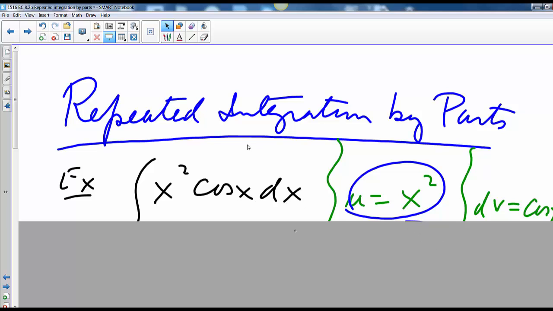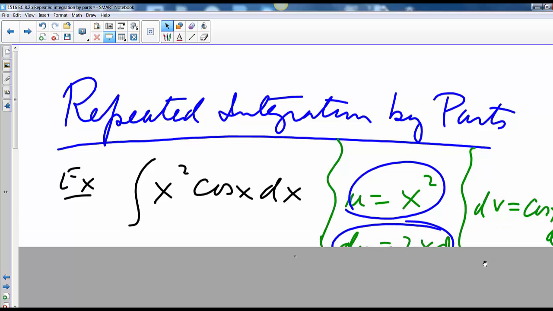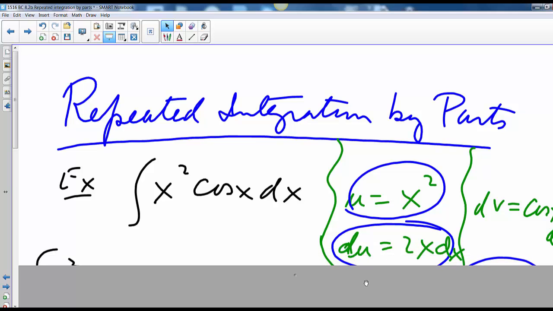So, as usual, your choices for dv are either x squared dx or cos x dx. The trig is definitely uglier than the quadratic and easy to integrate. So dv is cos x dx, and u is the rest of it, which is x squared. So we're going to take the derivative of u, we'll get 2x dx.